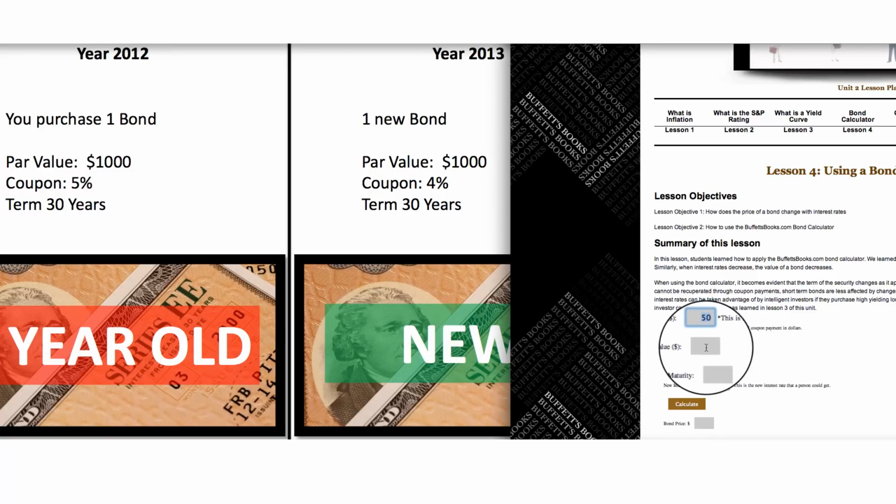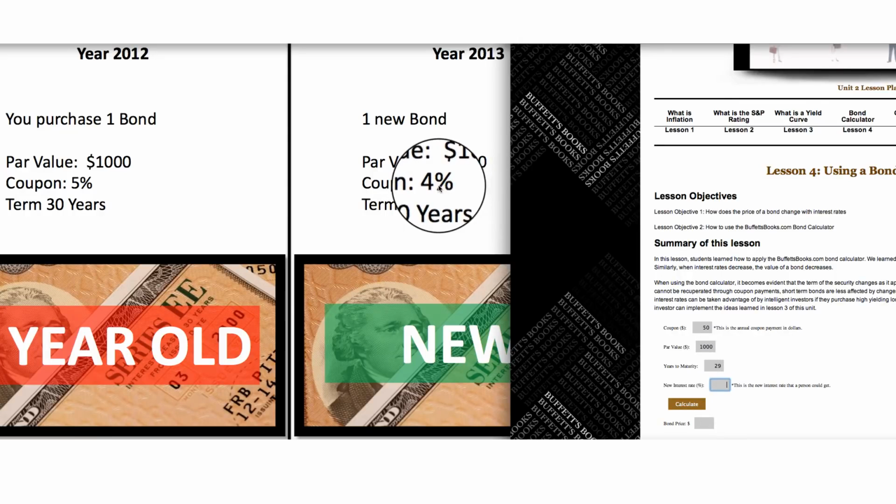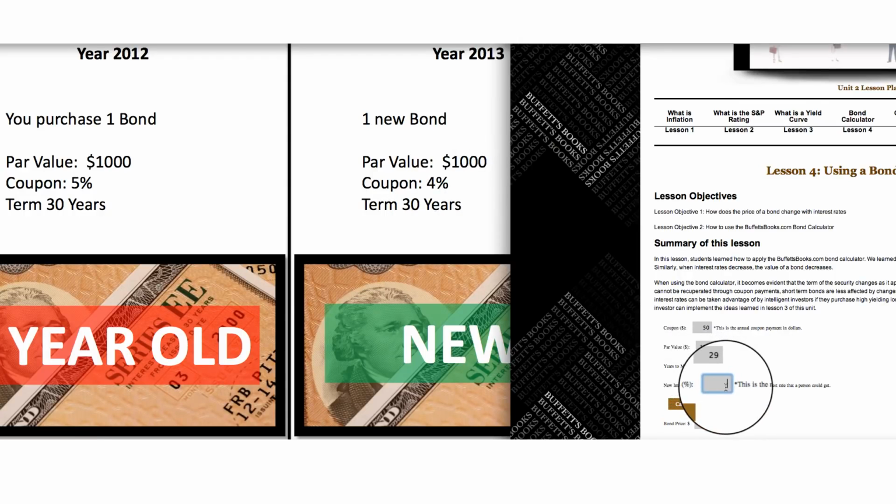Now the par value is just $1,000. And make sure you don't put any dollar signs in there. You just put the numbers in. Then the years to maturity: since we bought it and we've held it for 1 year, our years to maturity are going to be 29 years. Now the new interest rate of the bond that we are going to be comparing this to is 4%. That interest rate went down, and all you have to do is put in 4. You don't have to put any decimal or put it in as 0.04. You're just going to put it in as 4.